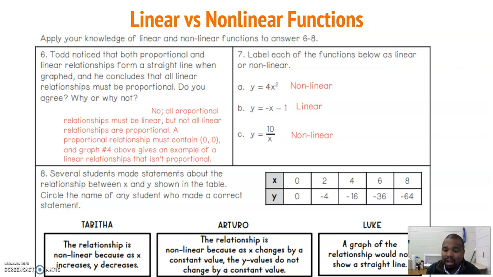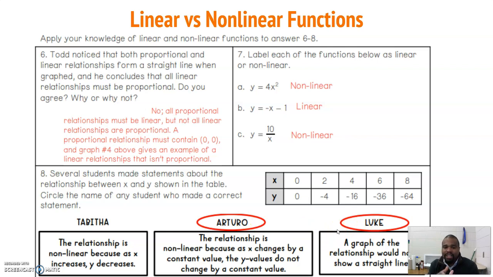This student states that the relationship is nonlinear because as x changes by a constant value, y does not change by a constant value. And that's what we're looking for: your output changes as a result of x changing by a constant value. So that's correct. And then lastly, Luke says a graph for the relationship will not show a straight line. Well, in order for a function to be linear, it has to have a straight line. So if it's nonlinear, that means it does not have a straight line. So Luke has also made a correct statement. These two students made correct statements as far as why this table is nonlinear.